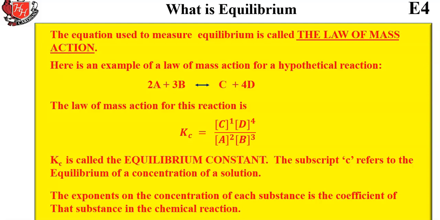The rate law has rate on the left side of the equation, and then the k, the rate constant, is on the right side next to the concentrations. Another difference is that the rate law only has reactants in it, because the speed of a reaction is only a function of the reactants involved.